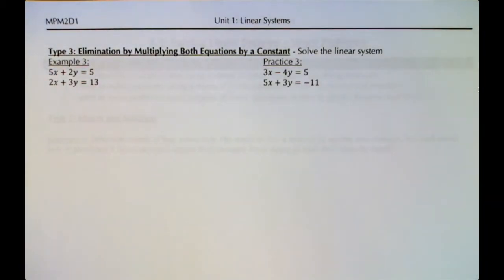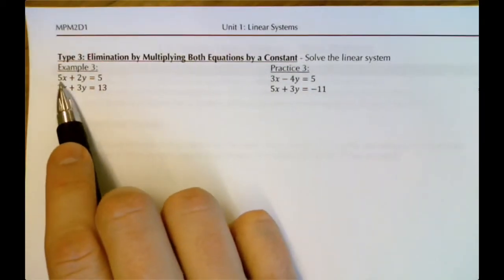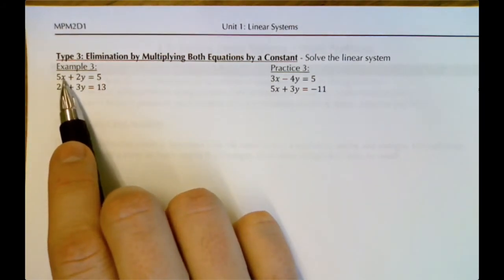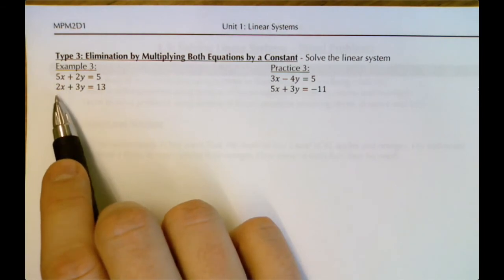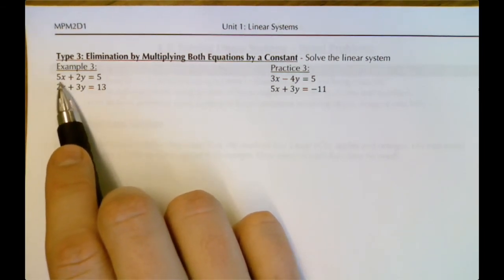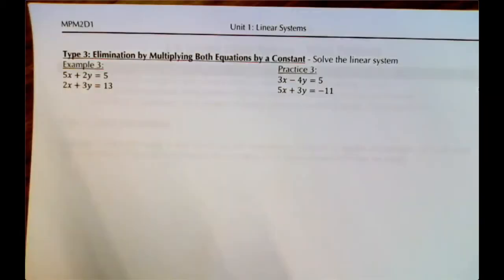In the third type, there's not one equation that we can multiply by something to make them line up. So if we look at our first example here, 5x, there's nothing we can multiply it by to make it 2. Nothing easy. Again, a decimal or fraction could work. Same with 2x to get to 5. We have to multiply by 2.5, and that's a decimal. We don't really want to work with decimals. You could if you wanted to.